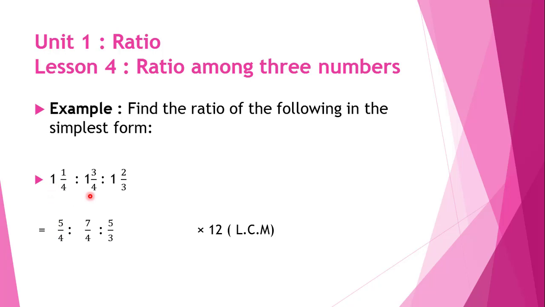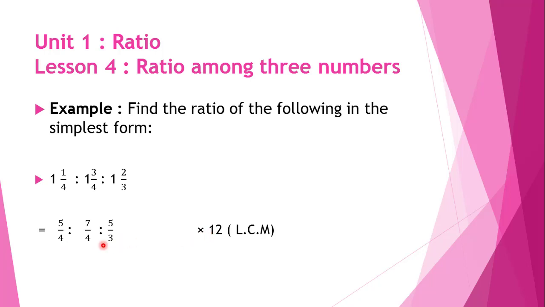The second mixed number, also put the same bottom number 4, then 1 by 4 equals 4 plus 3 equals 7. The last one, the same bottom number 3, then multiply 1 by 3 equals 3 plus 2 equals 5. So now we have three improper fractions, 5 over 4, 7 over 4, and 5 over 3. As we said before, we should convert to whole numbers. If we have a ratio, it should be whole numbers. So I multiply by the lowest common multiple for 4 and 3, which is 12.